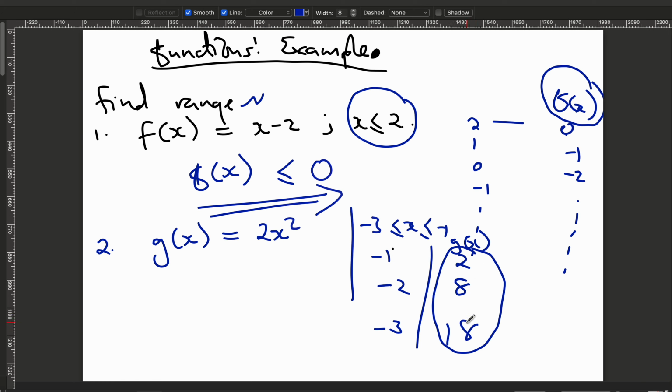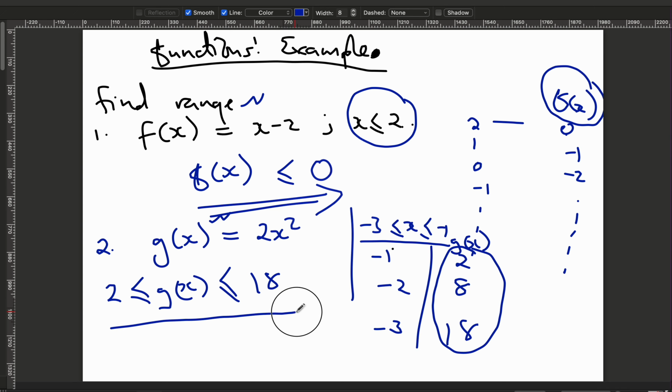Right? So my corresponding values of g of x are coming through to be in the range of 2 to 18. So if this is my function with these input values, the corresponding output values are going to be in the range of 2 to 18. So we are saying that 2 is less than or equal to g of x, and g of x is less than or equal to 18. This is going to be the set of my output values as my range.